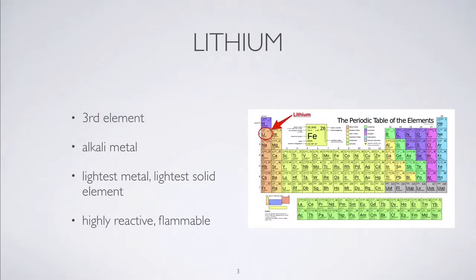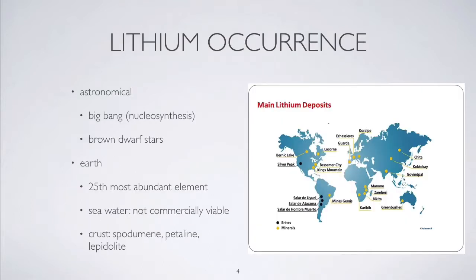So we begin with lithium. It's the third element. It is an alkali metal. It's the lightest metal and actually the lightest solid element, but it is highly reactive and flammable, which means its occurrence is kind of strange in nature. It really only shows up in these brine pits, and then there are all these types of rock in the earth's crust where lithium can be extracted from the earth and then refined.